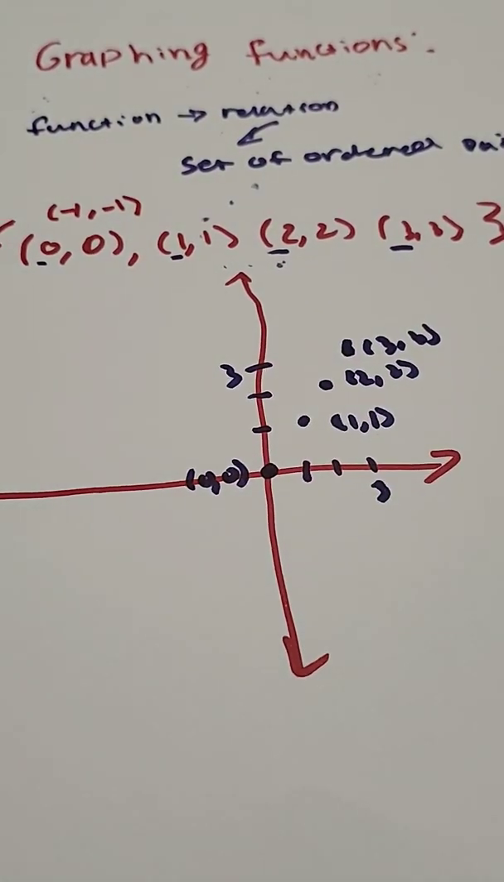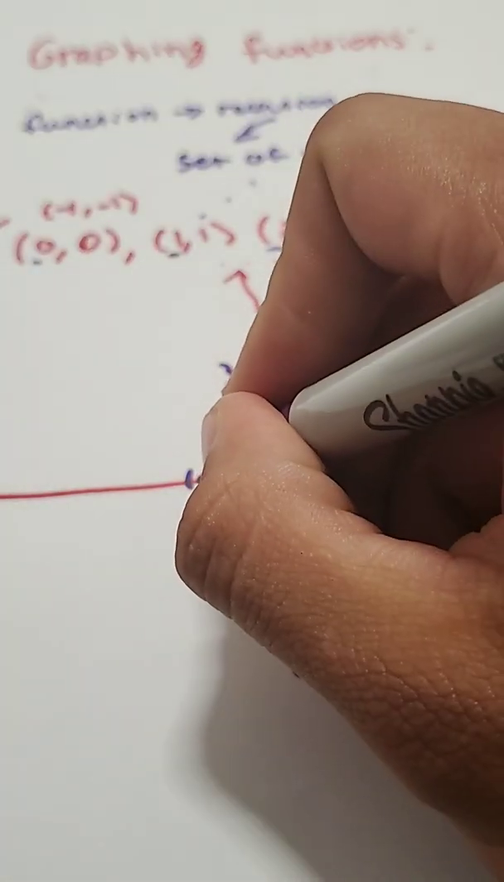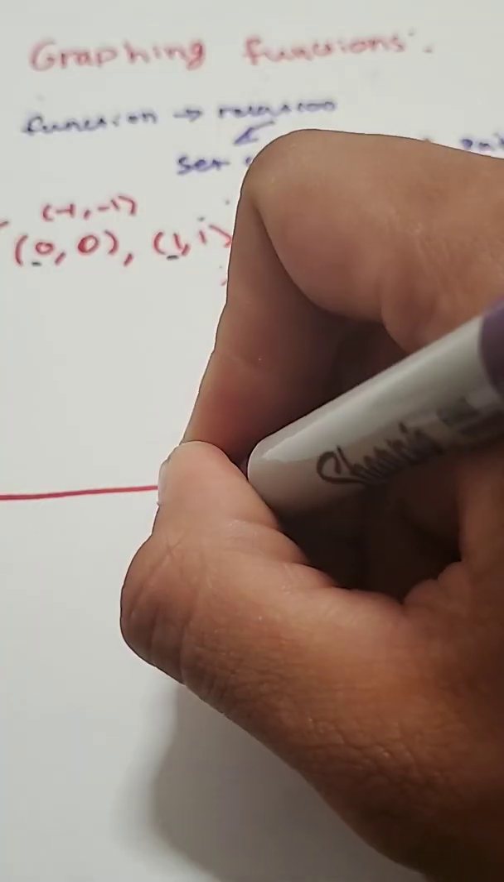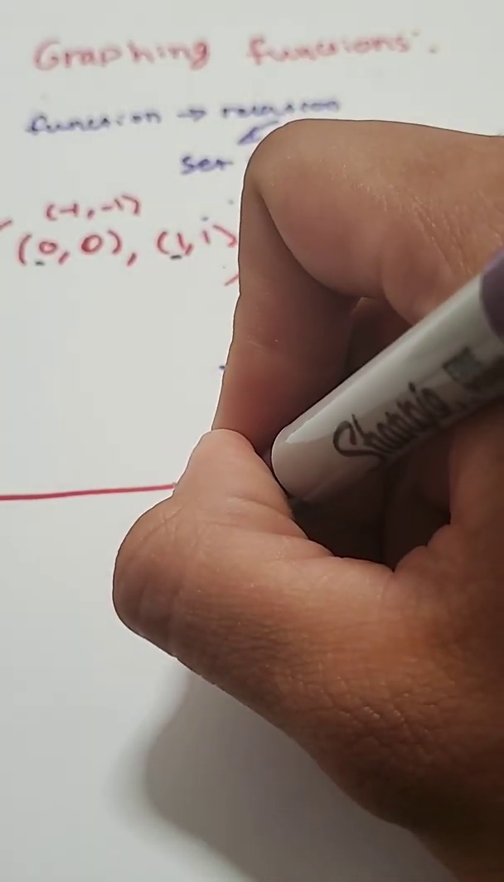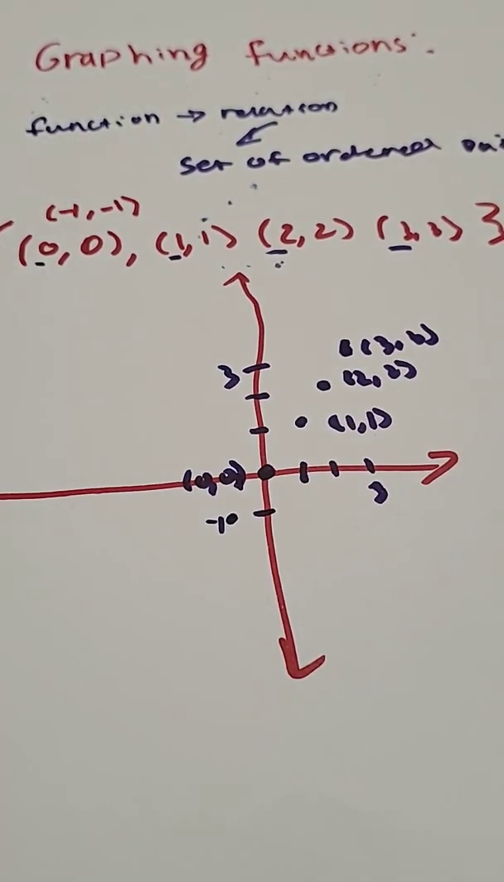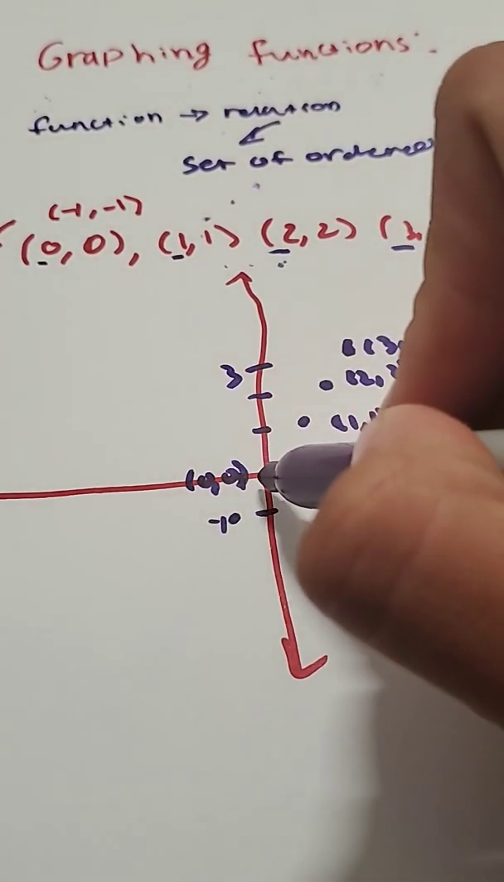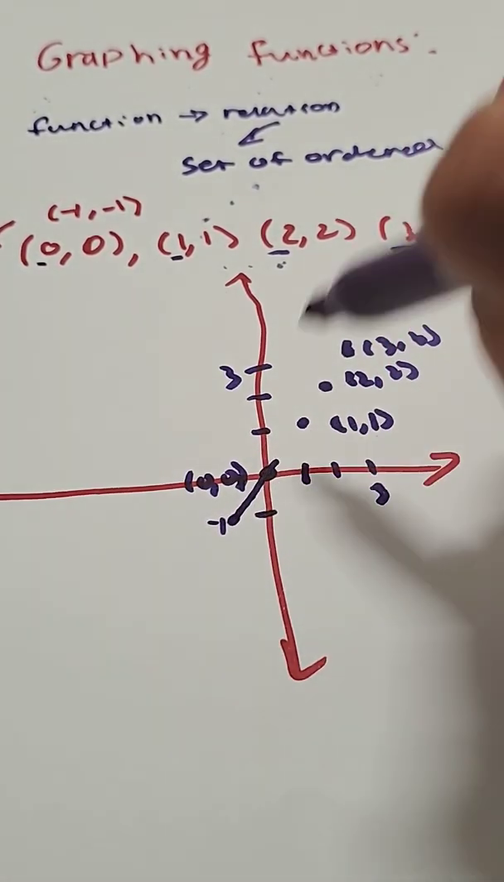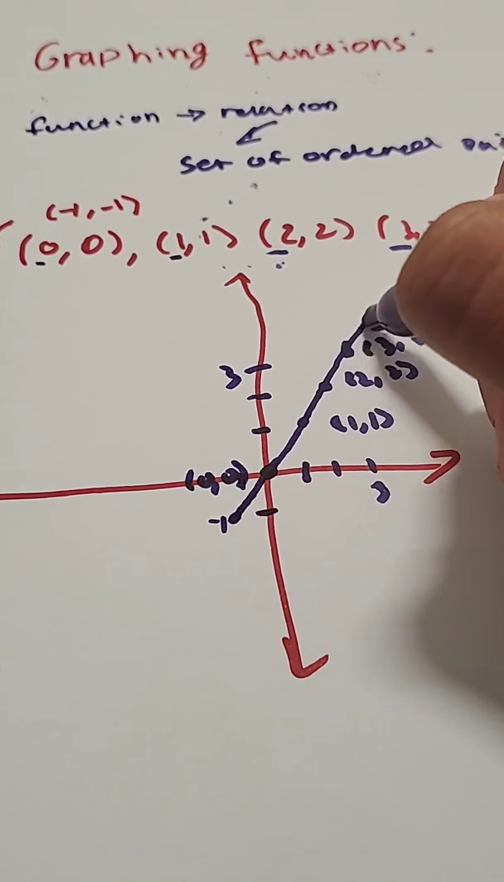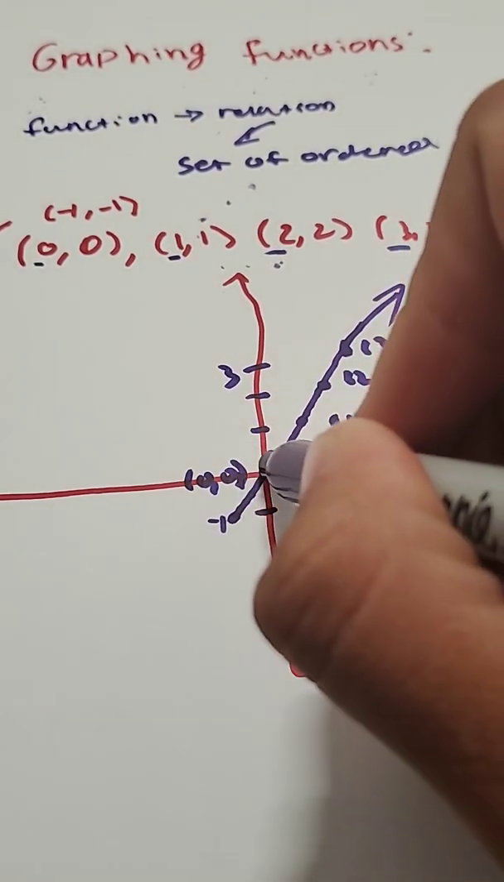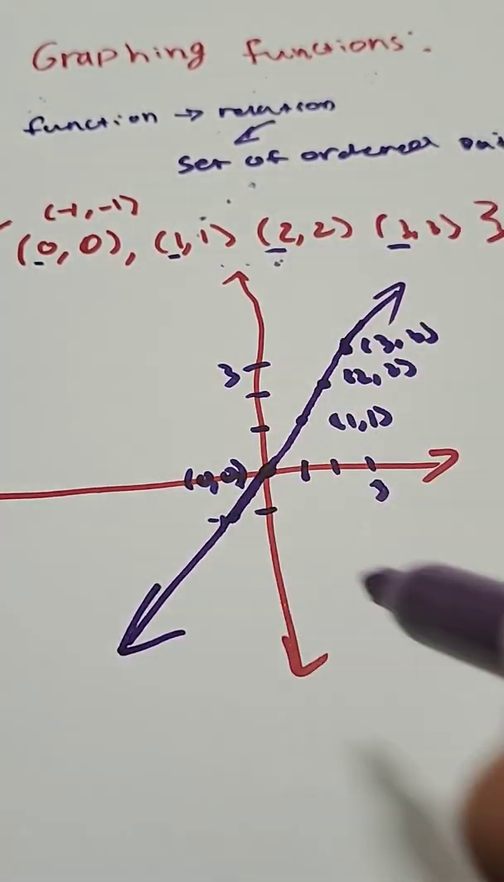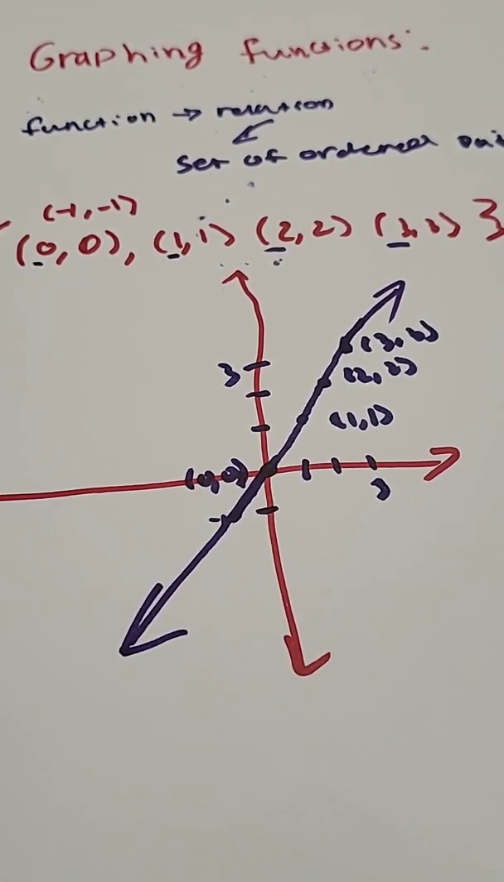Okay, and it's (-1, -1). So we'll go over -1 and go down 1. Okay, that should be enough points. All right, you guys see it's a straight line. If we connect the points and go off forever in that direction, we see it's a function.